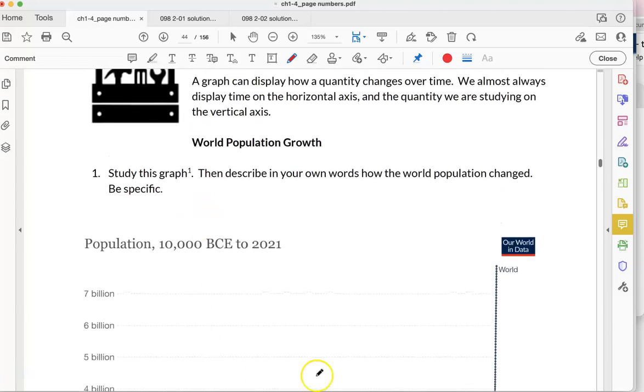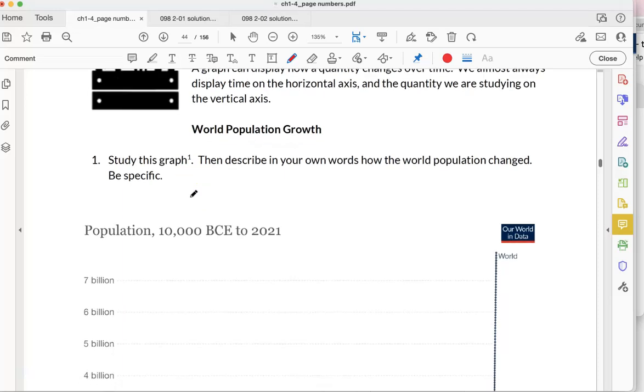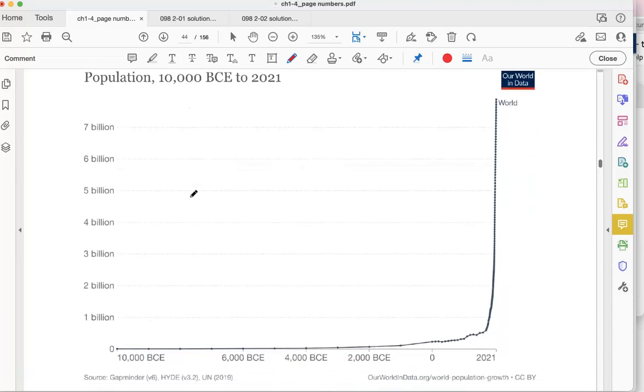And by looking at this picture, can you come up with a verbal description of how world population changed? Try to be a little bit specific.